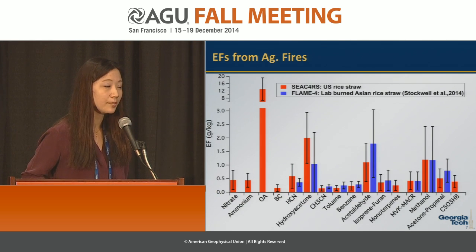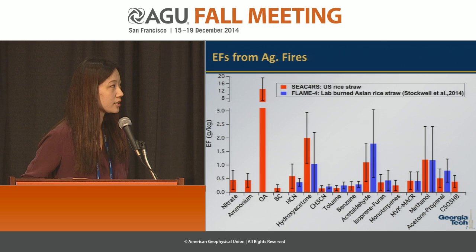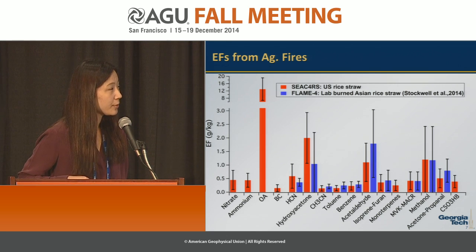Besides sulfur and chlorine compounds, other gases and particulate species are also measured, and plotted here are the average emission factors with one standard deviations. The species that have relatively larger emission factors include organic aerosol, hydroxyacetone, acetaldehyde, and methanol.